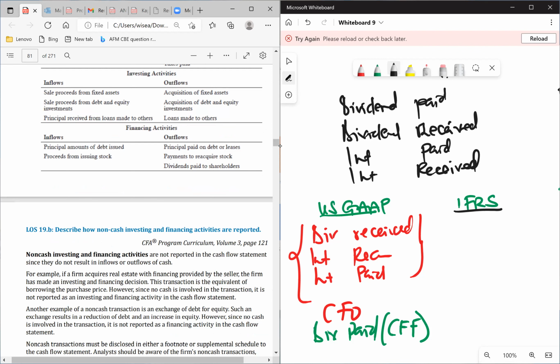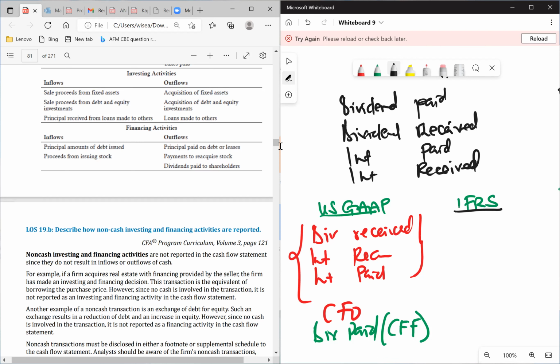And then if you issue stocks as well. If you pay principal, pay attention here. Payment of principal is seen as financing activities, but payment of interest is seen as operating activities under US GAAP. And that's where the majority of the issues are. Payment to reacquire stock and dividend paid to shareholders constitute financing activities.